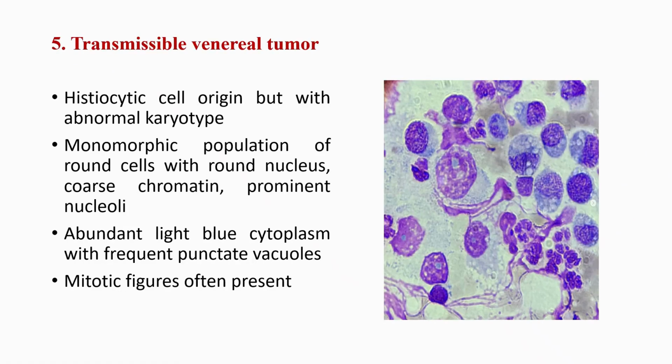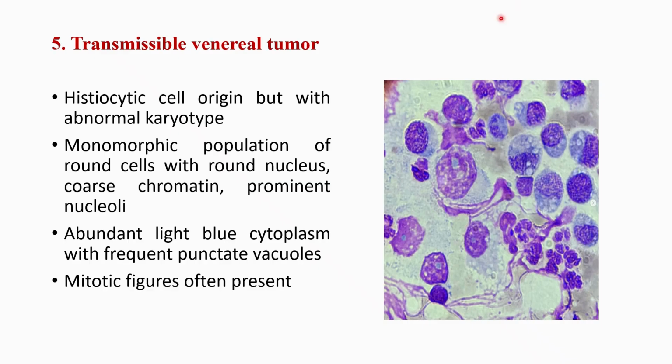The last and the most common type of round cell tumor is TVT, or transmissible venereal tumor. Although TVT originates from the histiocytic lineage, the neoplastic cells carry an abnormal karyotype, reflecting their unique transmissible nature. On cytology, we typically see a monomorphic population of round cells, with round nuclei, coarse chromatin and very prominent nucleoli. That's a very important feature, giving them a distinctly malignant appearance.